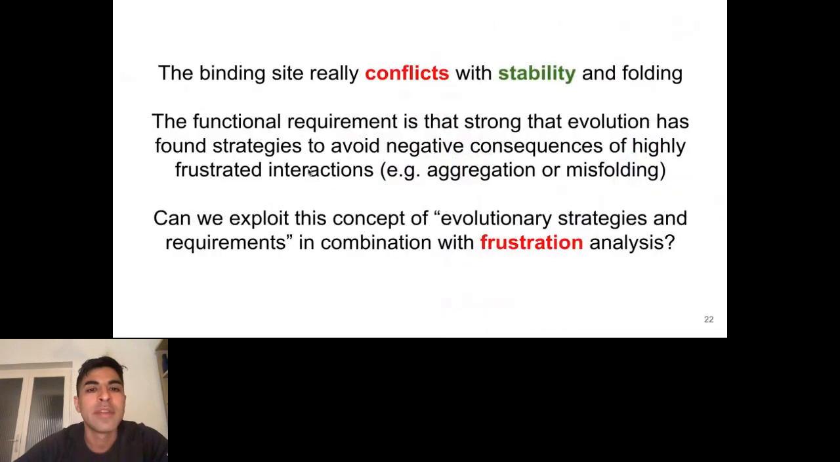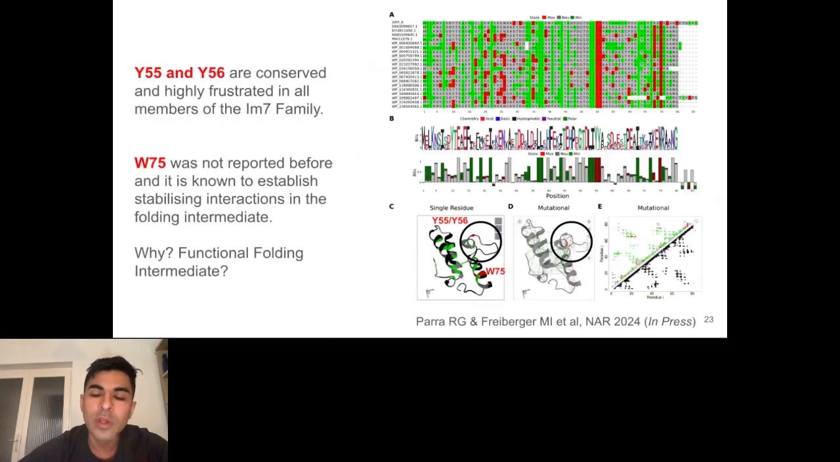So the binding site, we observe, really conflicts with the stability and folding. But the thing is that this functional requirement, even when it pushes IM7 to the edge of misfolding, is preserved all over the protein family. We are going to test this. And evolution has found different strategies to avoid the problems here. So we created FrustraEvo, and then we applied this to IM7.